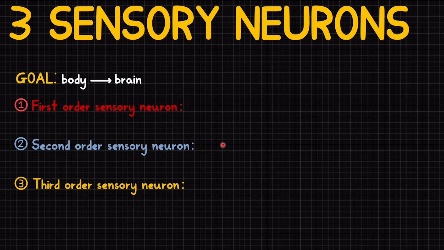So in each of these two ascending sensory pathways, the ultimate goal is to get a sensory signal from my body to my brain. And in both of the DCML and ALST pathways, the pathway does this through a sequence of 3 neurons. The first, second, and third order sensory neurons.